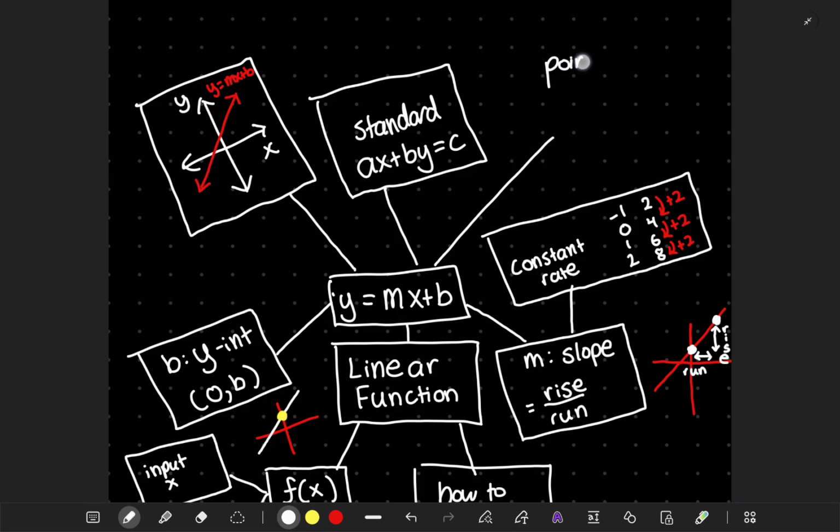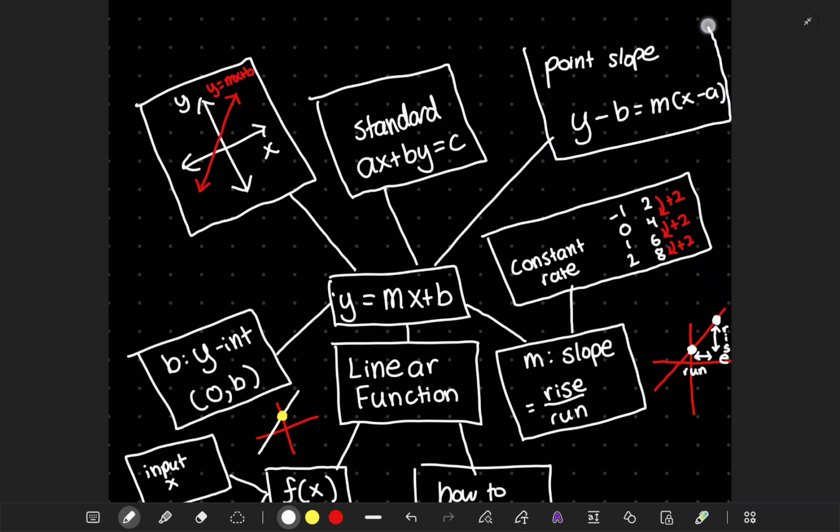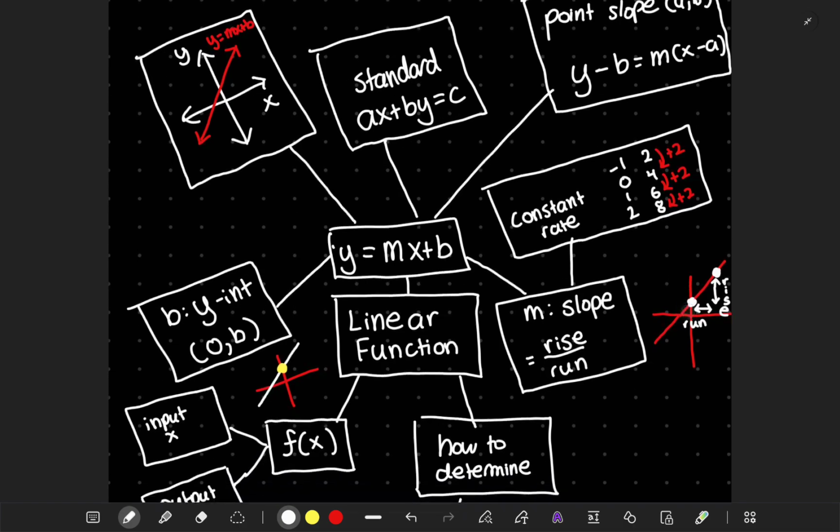So we're going to write point slope. Point slope kind of uses the words. So here we're going to start off with y, and we're going to put minus b equals m times x minus a. And this is the point slope formula. You have your slope, which is still m, but the only new thing is this a, b, because you have the point a, b. I'm going to write that, a comma b. So this is all the critical parts about linear functions.